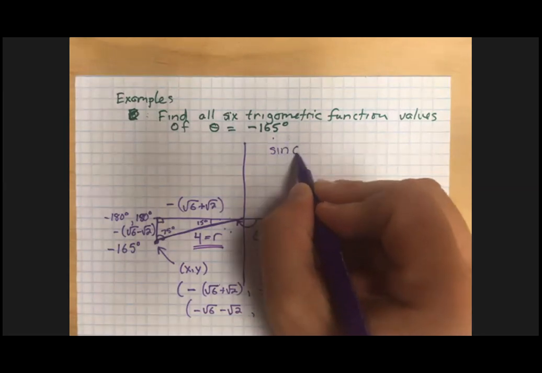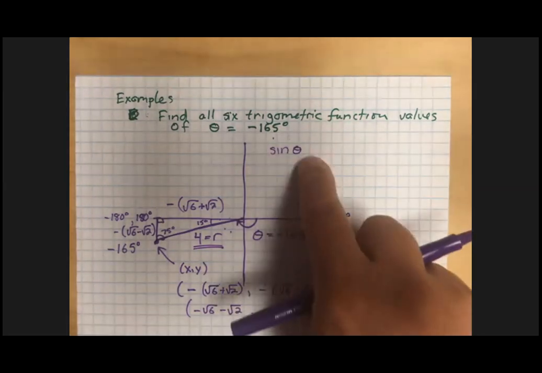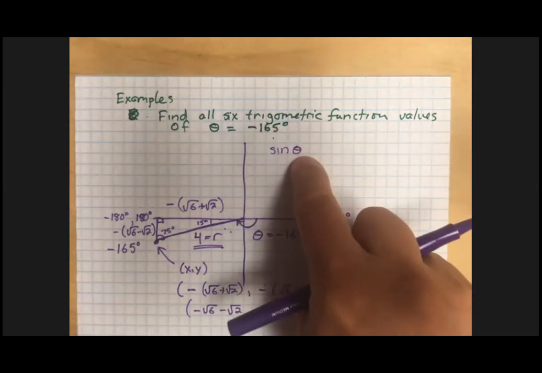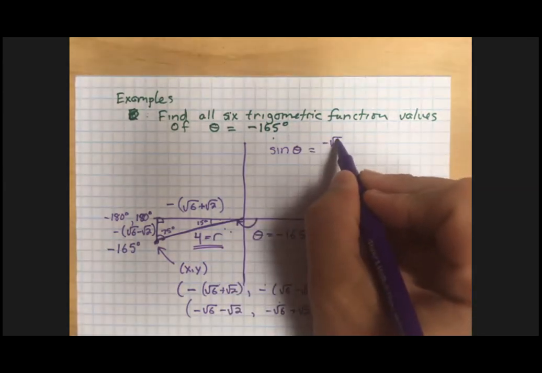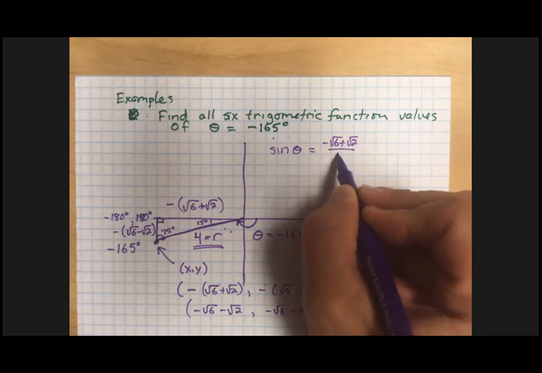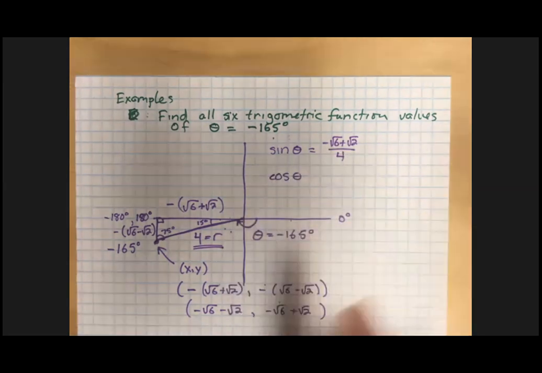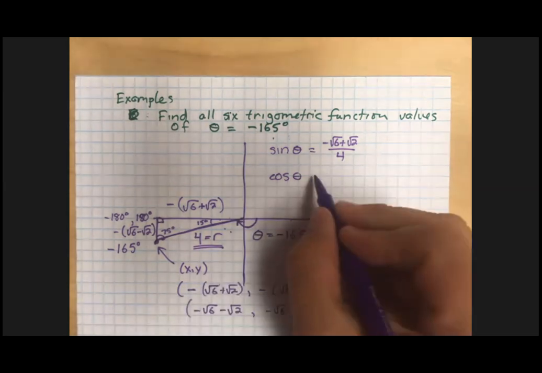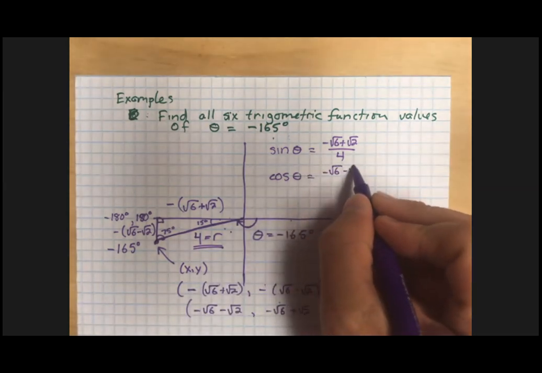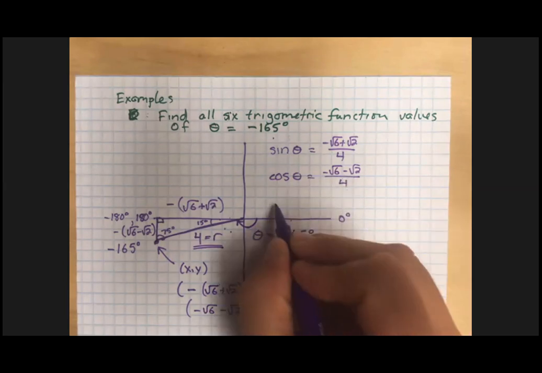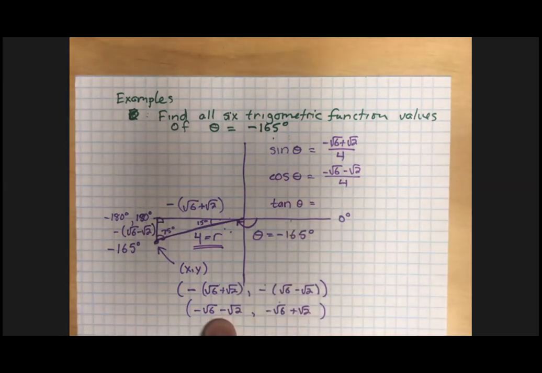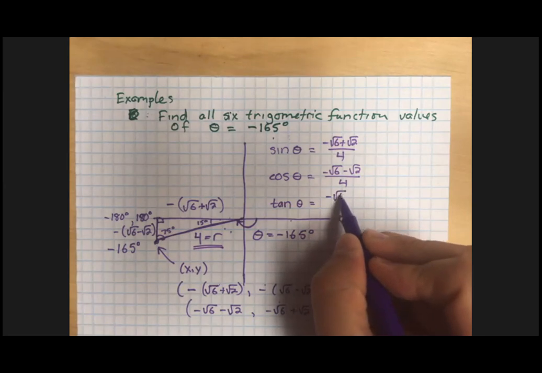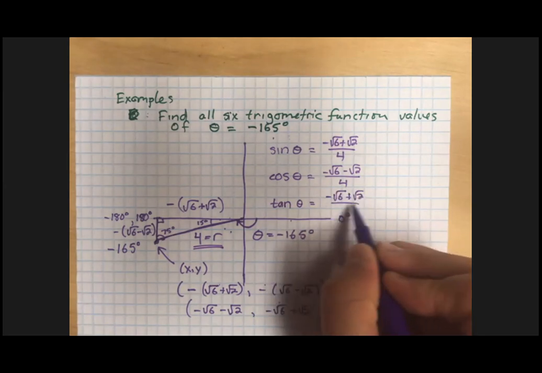Sine theta. Theta is 165. I could write, since I said theta was minus 165, I'll just write theta. Y over r: minus root 6 plus root 2 over 4. Cosine theta, x over r: minus root 6 minus root 2 over 4. Tangent of theta, y over x, make sure you get it in the right order: minus root 6 plus root 2 over negative root 6, negative root 2.